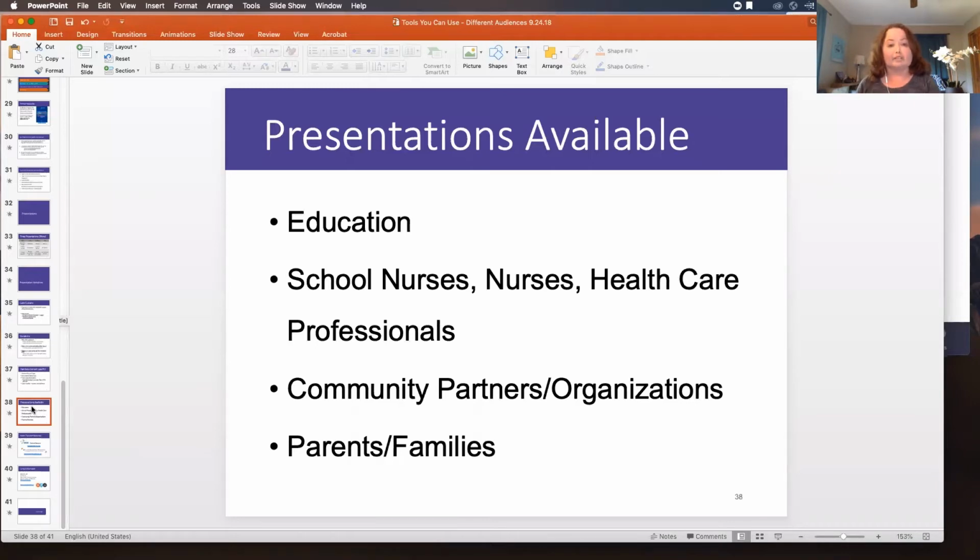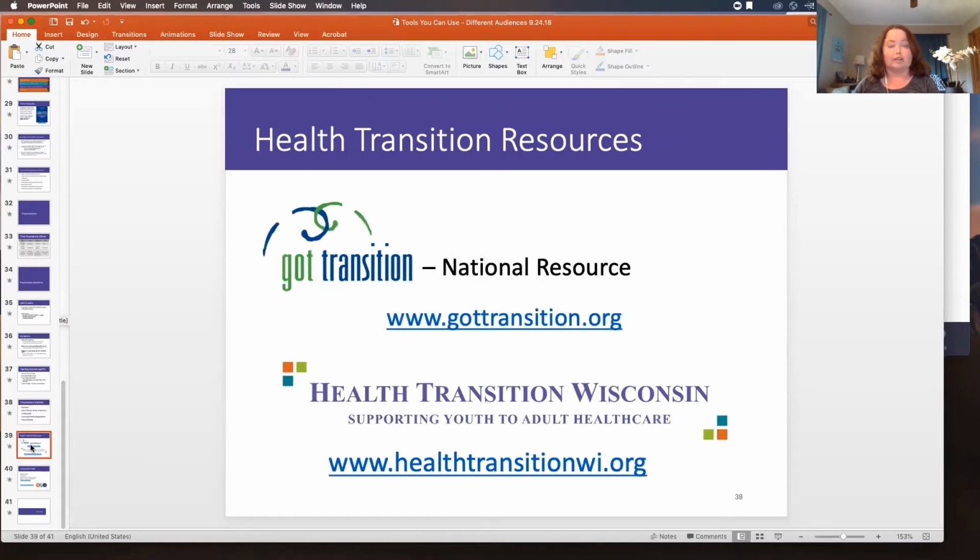And then parents and families, and information, as I said, through that Build Your Bridge that would be useful as they start to bring their child into the transition process. My last slides here were just our link to our national organization's website, as well as the Health Transition website. We have about 15 minutes left.